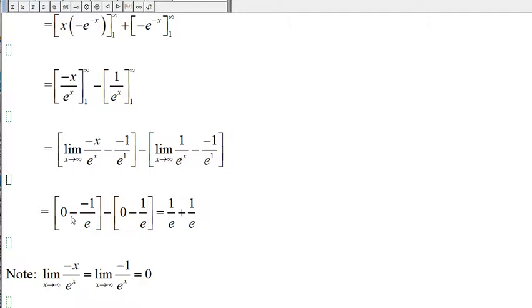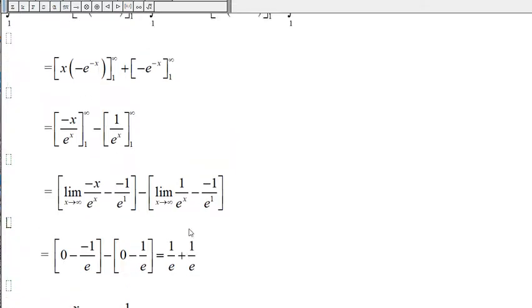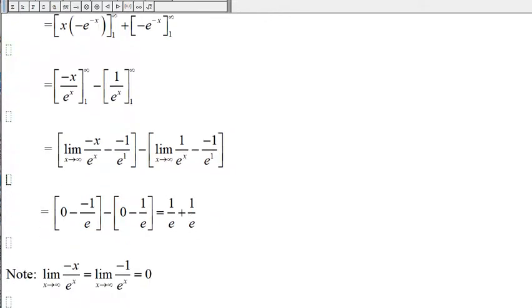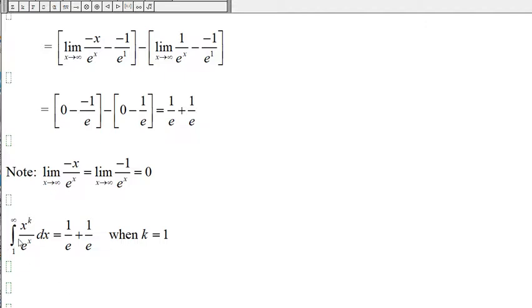So we get 0 minus negative 1 over e. And similarly, this will also be 0, 1 divided by infinity. So we end up with 1 over e plus 1 over e when k is 1. And so the integral becomes 1 over e plus 1 over e when k is 1.